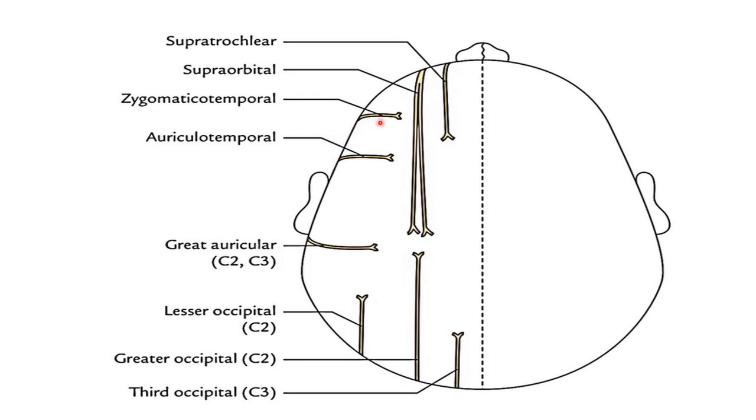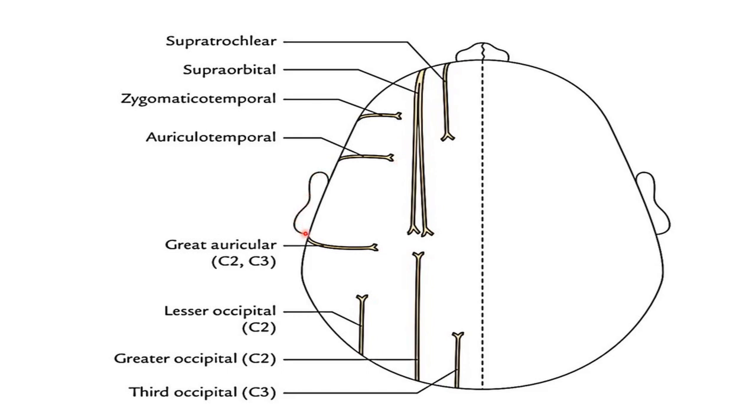The third sensory nerve is zygomaticotemporal nerve, which is a branch of zygomatic nerve from the maxillary division of trigeminal nerve. The fourth sensory nerve anterior to the auricle is auriculotemporal nerve. It is a branch of the mandibular division of trigeminal.